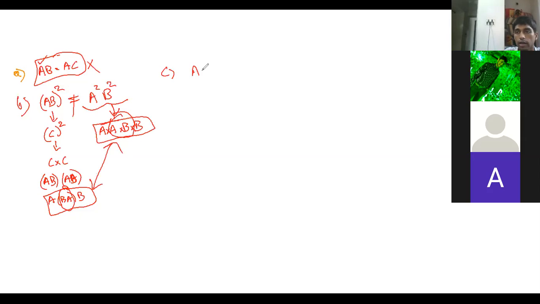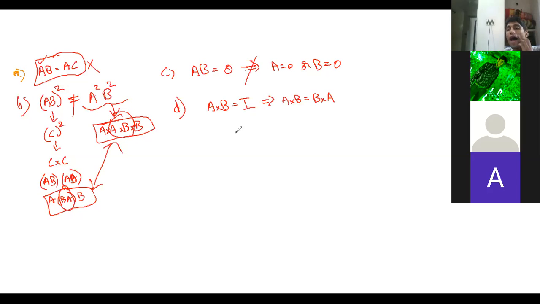Option C we have discussed in the class elaborately. AB equal to 0 does not necessarily mean either A is 0 or B is 0, and we have given examples also. Is that okay? Yes, sir. Option D is what I'm thinking about. It is given that A into B is equal to I. So then can we say B into A is also equal to I? What is the option? One second. Implies A into B equal to B into A. Yeah, this is interesting.